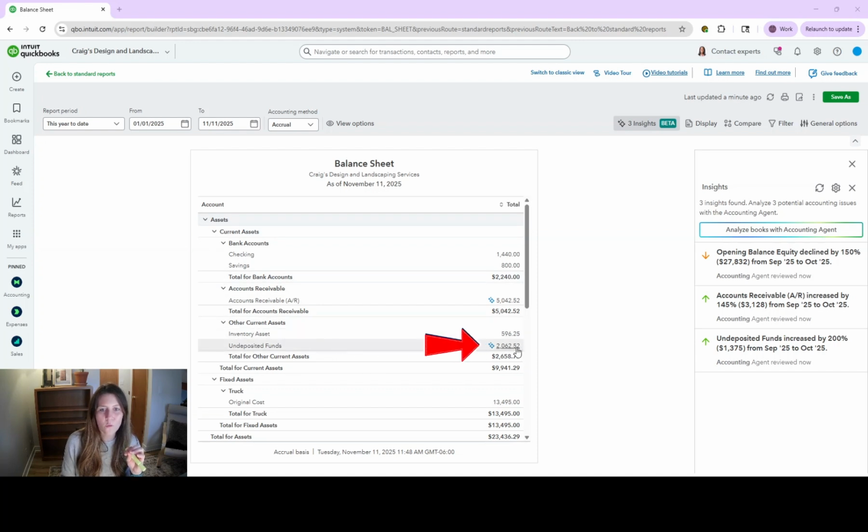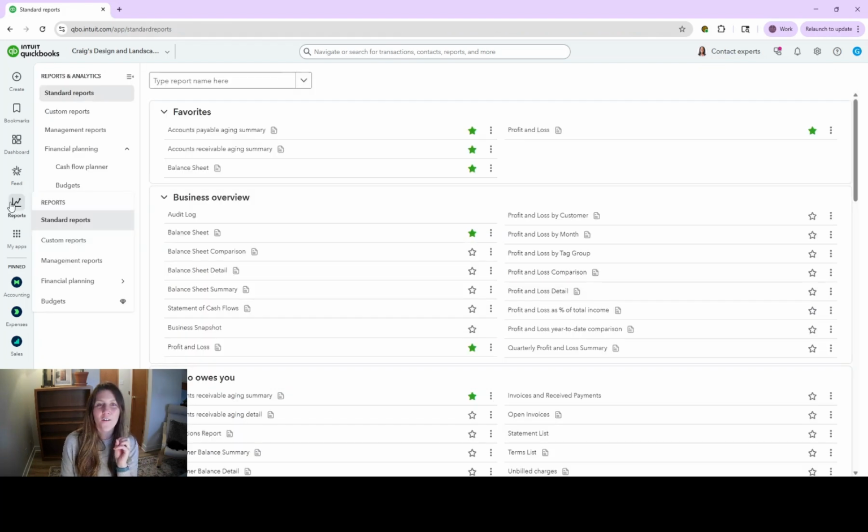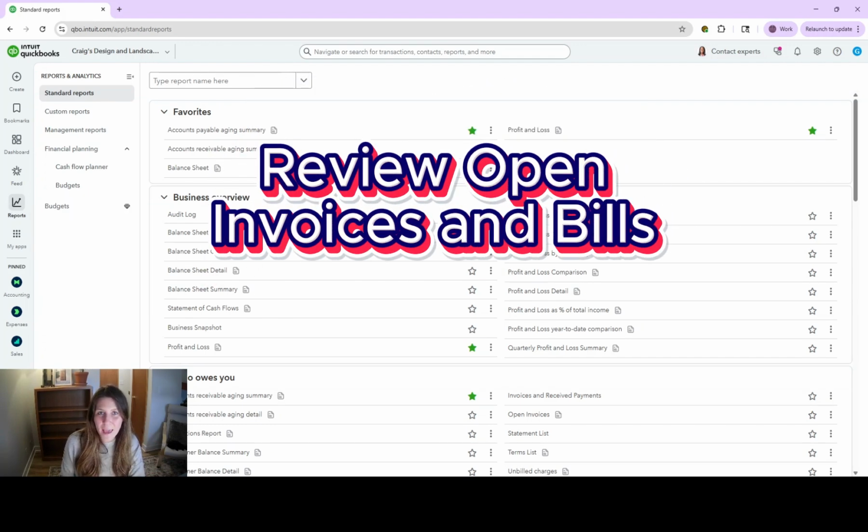balance. If there's a really big number on this line, chances are you may not have been doing your bank deposits correctly. Okay, I hope you're ready for step number 5. Review your open invoices and bills.